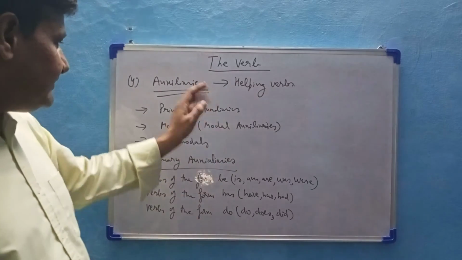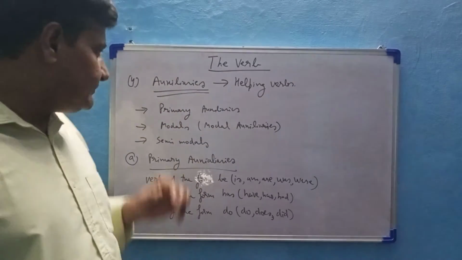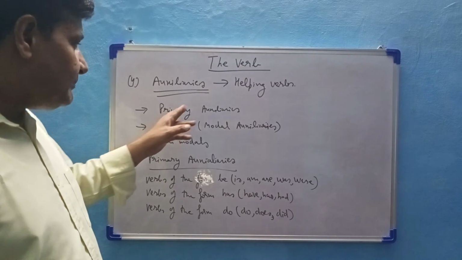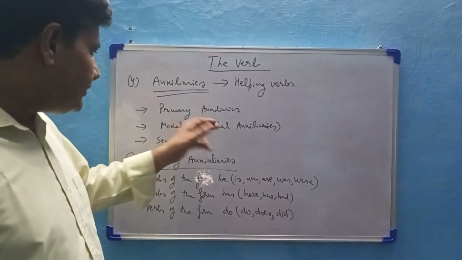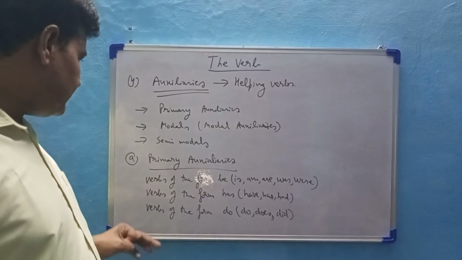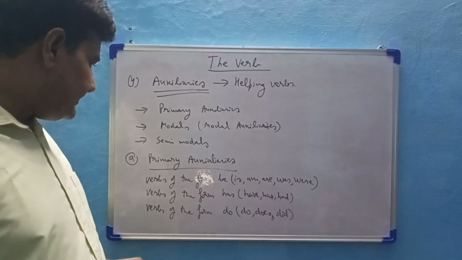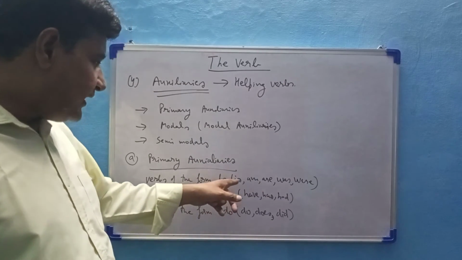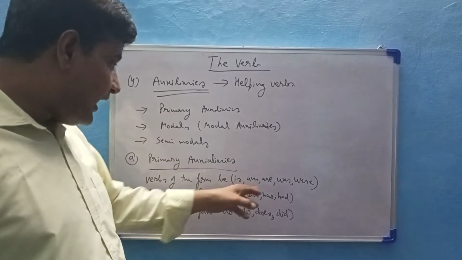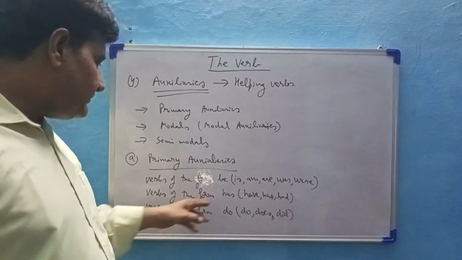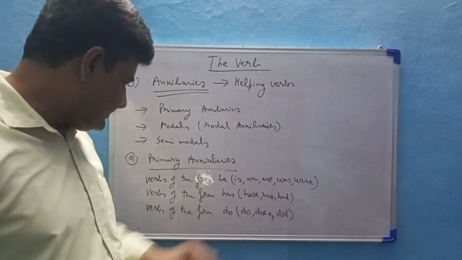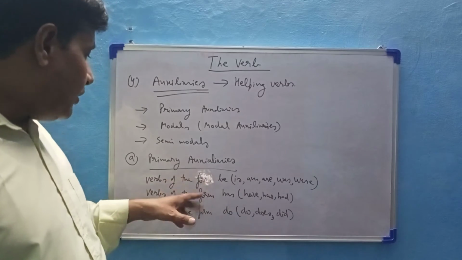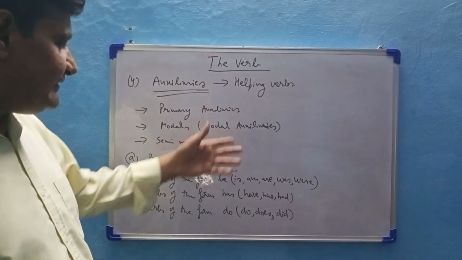Let us have a quick revision. What are auxiliaries? Auxiliaries are actually helping verbs. There are primary auxiliaries, there are modals, there are semi-modals. And what are primary auxiliaries? These are the verbs of the form be. What are the forms? Is, am, are, was, were. Verbs of the form has, have, had. Verbs of the form do, does, did. Now, how these are used, we will understand.